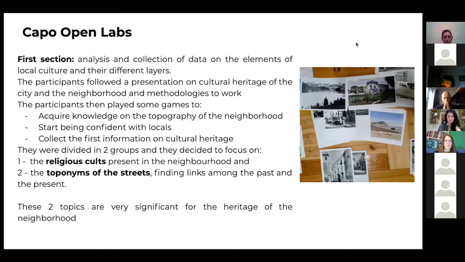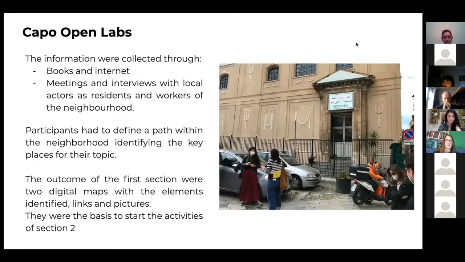So yeah, we can go on, I think, to the other slide, please. Okay, thank you. So what did they do? How did they collect the information about these two topics? We decided to use a mixed method. So not just, of course, collecting information from books, internet, or anything like this, but they, of course, involved the local people.